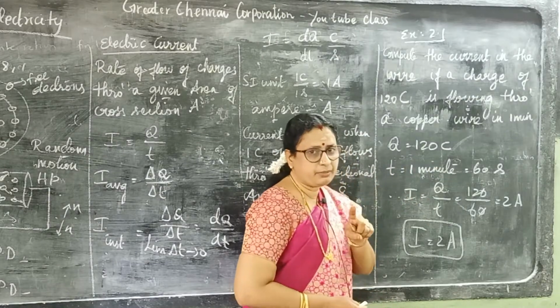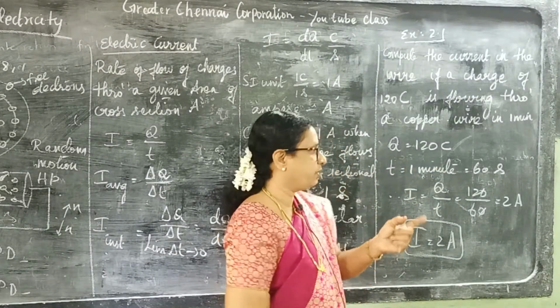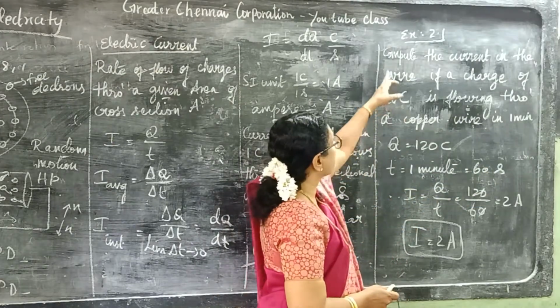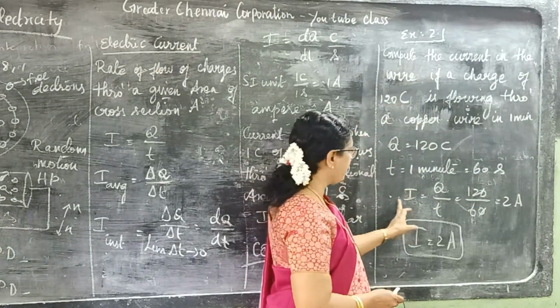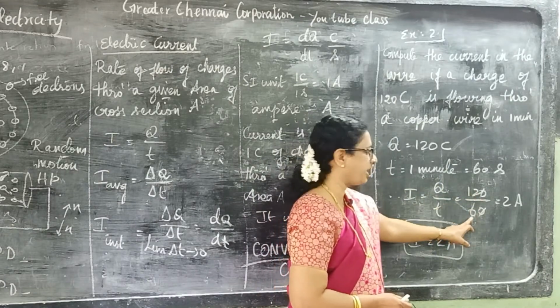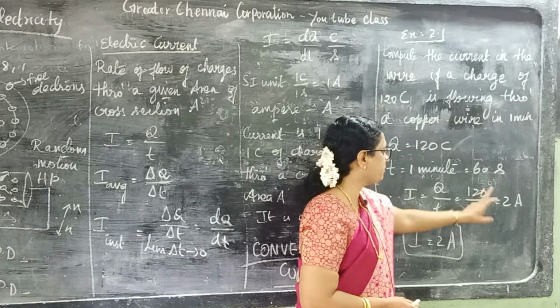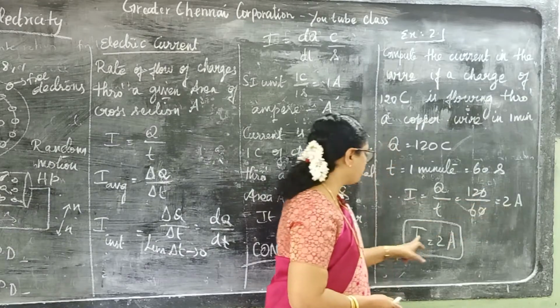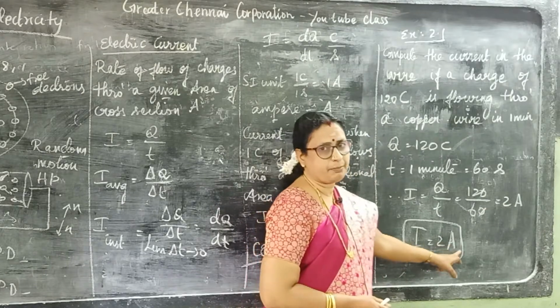If they give time in minutes, you have to convert it to the SI unit, that is seconds. 1 minute is equal to 60 seconds. They have asked to compute the current. So, current I is nothing but charge by time, Q by T. Charge is 120 by time is 60. Here the 0s will get cancelled, and in the 6 table you will get 2 ampere. So, the current is 2 ampere.